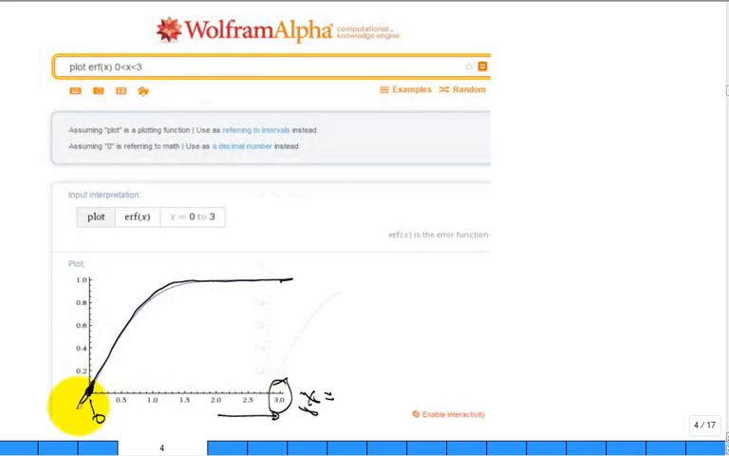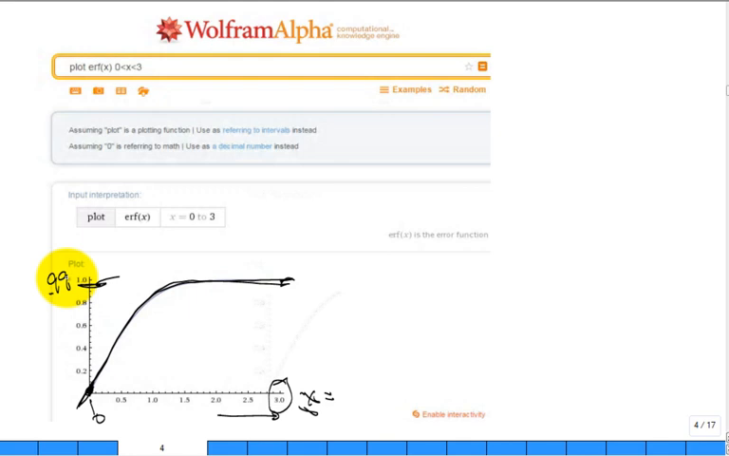And so this is the profile right here. It gets pretty close to 1. You don't have to go out to 3. You can go to a lot less. If somebody says, I want to get pretty close to 1, but not necessarily all the way to 1, how far out do I need to go? How large does x need to be such that the error function is close to 1? Well, how close is close? How about 0.99? Could you visually see what it might be?